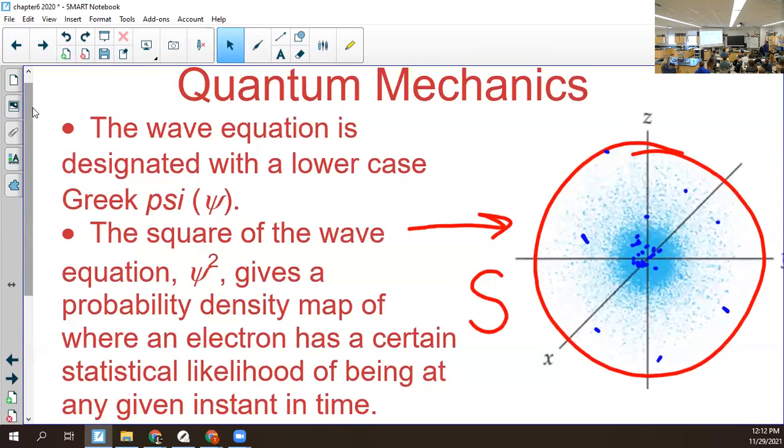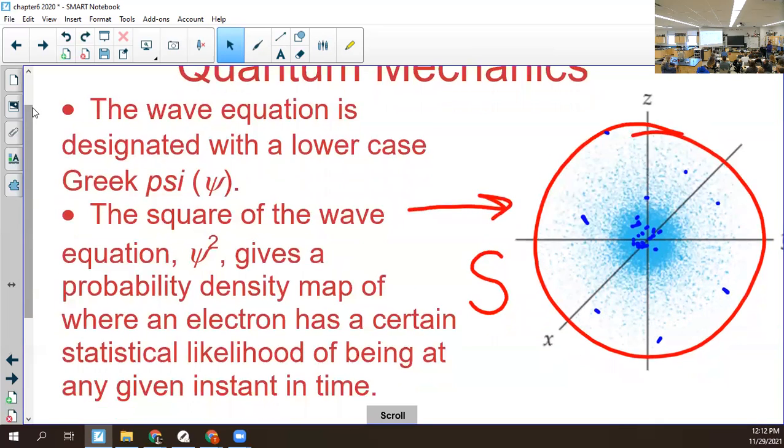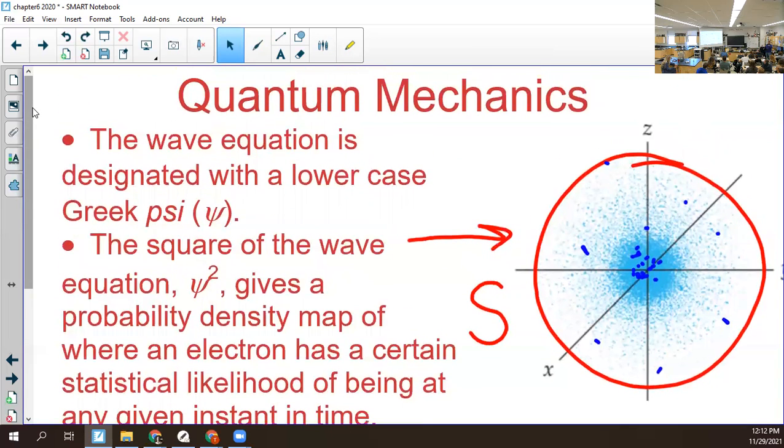All right. So the square of the wave equation, psi squared, gives a probability density map of where an electron has a certain statistical likelihood of being found at any given instant of time. Is it there? We don't know, but we think it probably is.